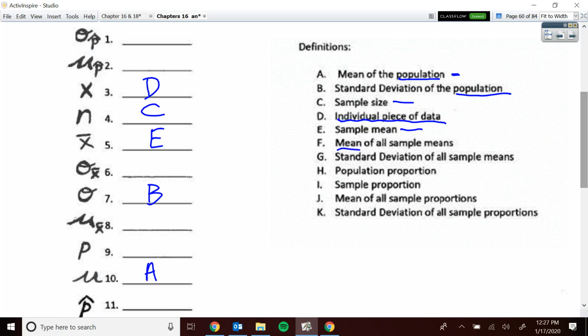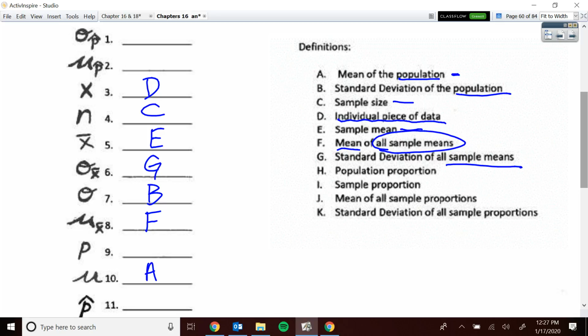All right, average of all of those X bars. Average of all those, mu X bar. Very good. So I think F goes right there. Okay, how about standard deviation of all those X bars? Sigma right there of the X bars. Okay.